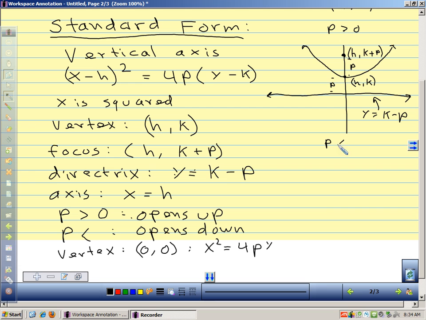And if p is less than 0, my directrix is going to be up here. My parabola goes this way. And my focus is going to be down here below the vertex. So if p is less than 0, I go p units down from the vertex to get to the focus, and p units up to get to the directrix. So p, the p in this equation, gives us the distance from the vertex to the focus and the distance from the vertex to the directrix. So that's why this p is important here. Questions on the standard form here? All right, let's go to a horizontal axis. Does everybody have this?